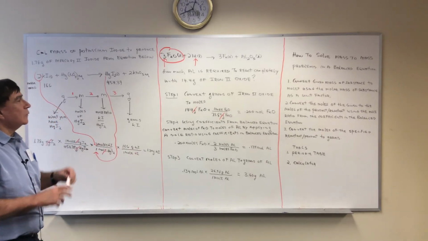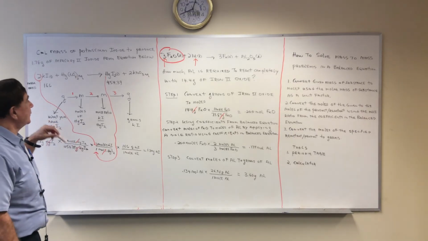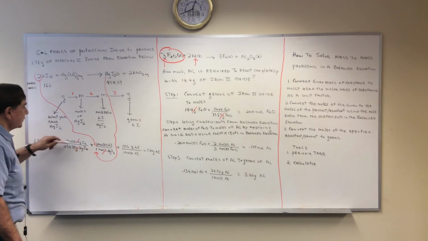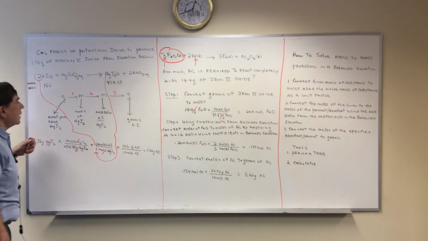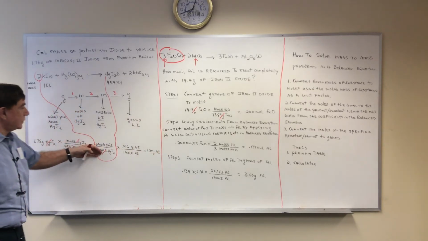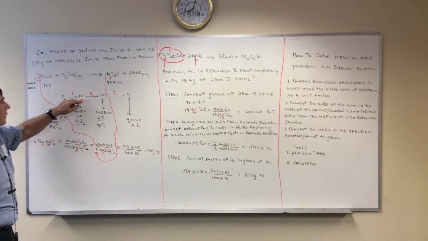And that's how you do what I call mass-to-mass problems. You can do it step by step, or you can do it in one series of steps. It's the same thought process. Some people are more comfortable doing it this way. Some people are more comfortable doing it this way. What I use is this acronym, GMMG.